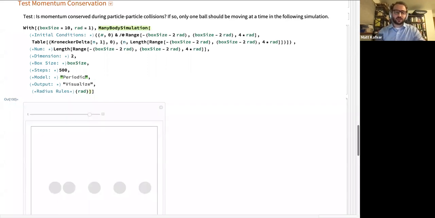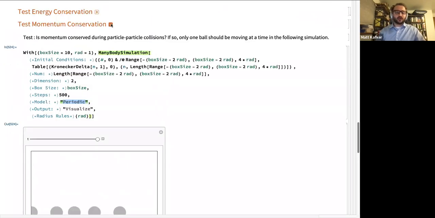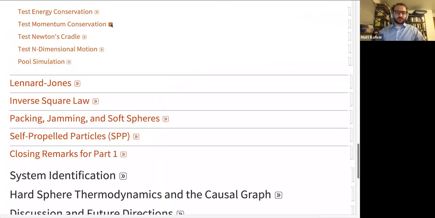But if you use periodic boundary conditions, then this particle should fly off the left and come out on the right. And indeed it does do that. And then total momentum will be conserved in this case. So something to think about if you do decide you want to use this. So that's good, momentum and energy conservation.